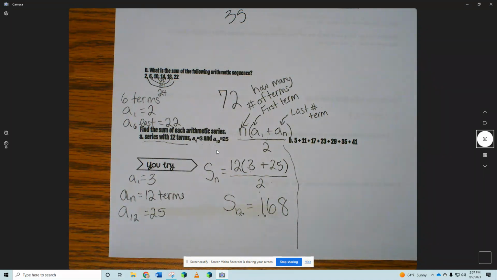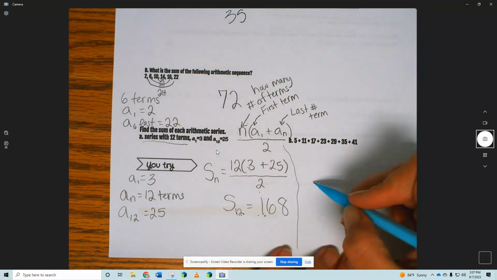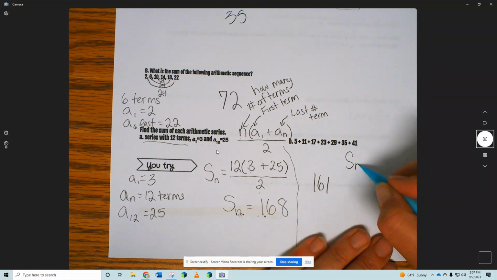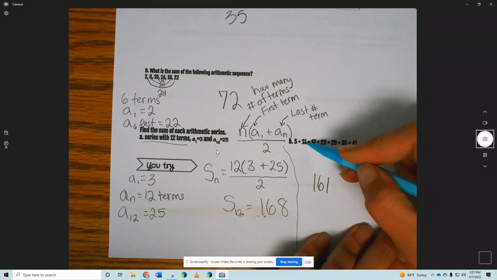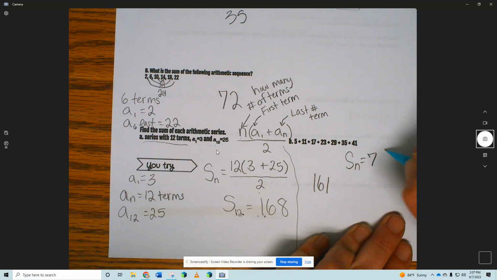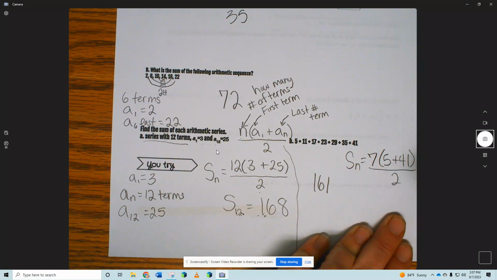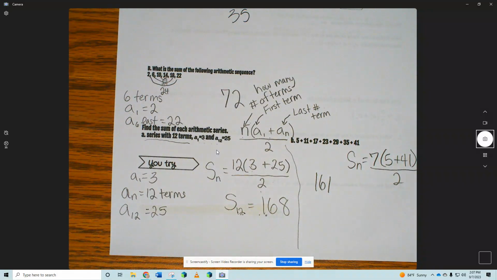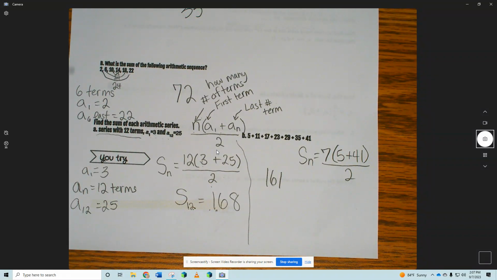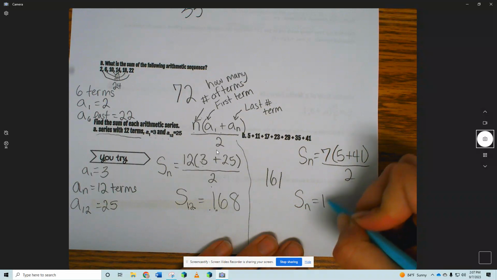161. You guys agree? So straightforward, 161. If I did it using the formula, it would look like this. 1, 2, 3, 4, 5, 6, 7 terms. The first term is 5. The last term is 41, divided by 2. The sum of the numbers is 161.